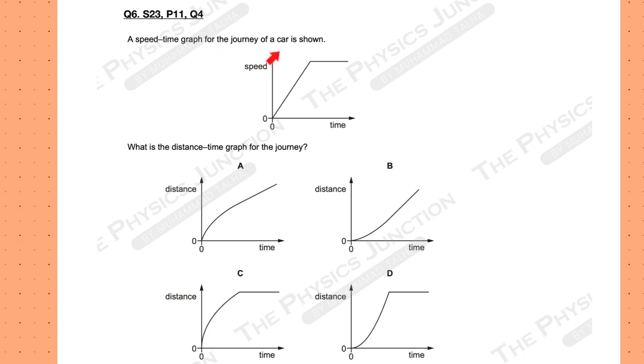A speed time graph for the journey of a car is shown. This is a speed time graph and you have to deduce the distance time graph. Alright, so I can see that this is a speed time graph. Again, let's see what this is. So let's write down what we know.